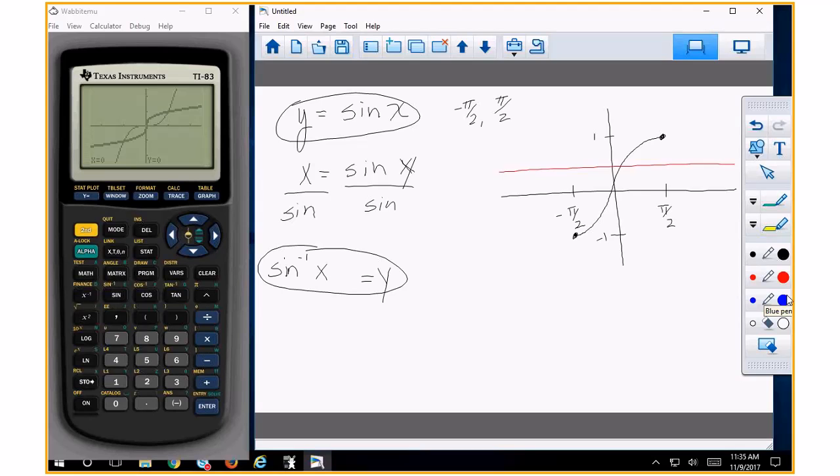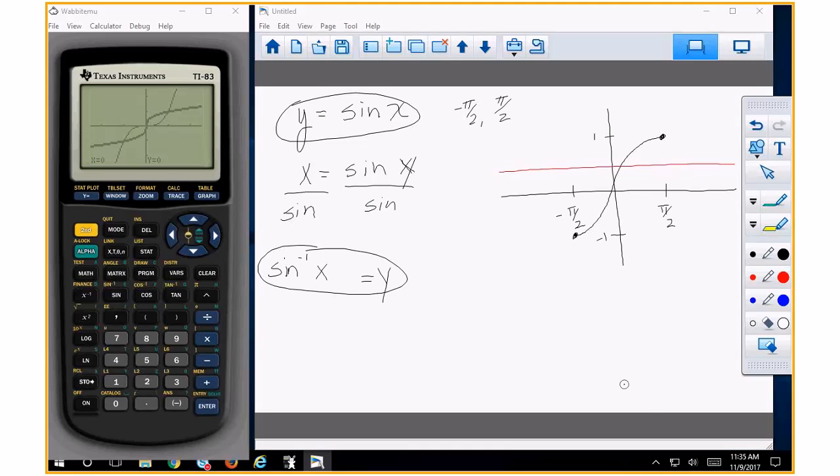Alright? So if it's a continued domain, like all real numbers, then you're not going to be able to do two things. You're not going to be able to, one, see the symmetry that well, and you're not going to be able to define it as a one-to-one function. So, the domain is restricted on these functions just so you can see the symmetry a little bit better.